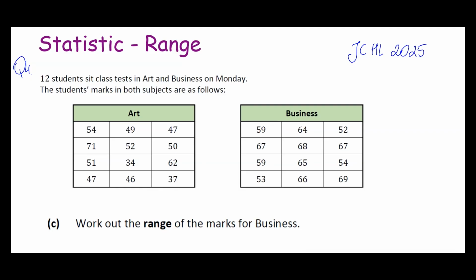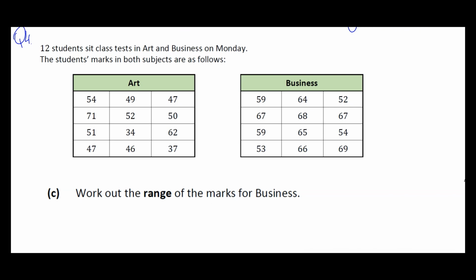Range is another aspect in statistics, and very often, almost every year, you're going to have a question that asks about range. So this question is about students that had tests in art and business, and they got the following marks. So here, in part C, in question 4, we are told to work out the range of the marks for business. So range. How do we calculate?